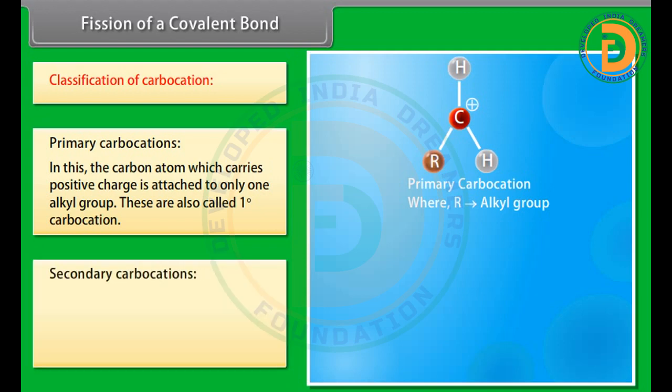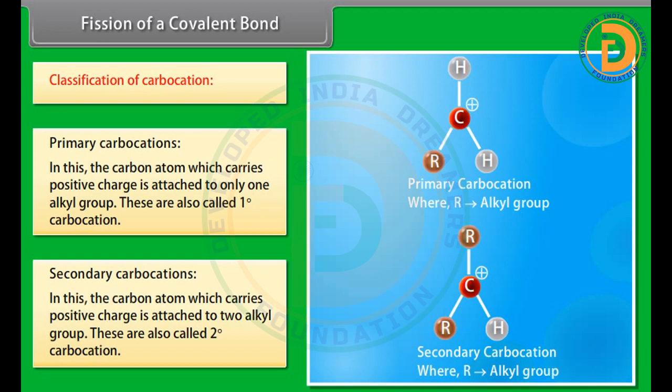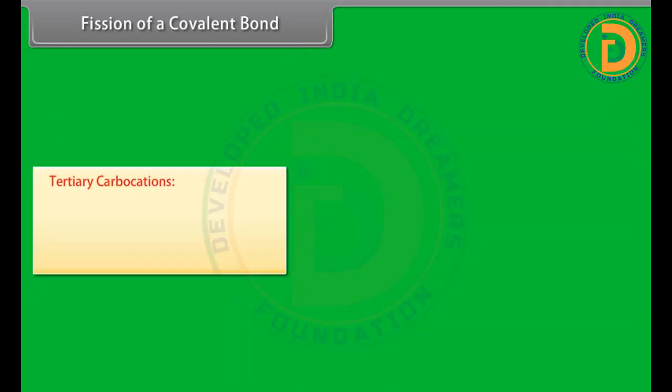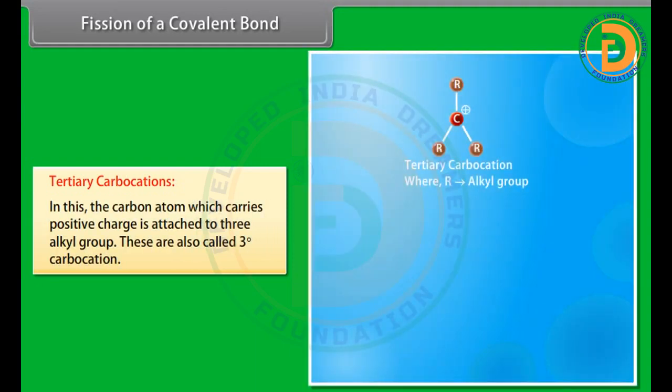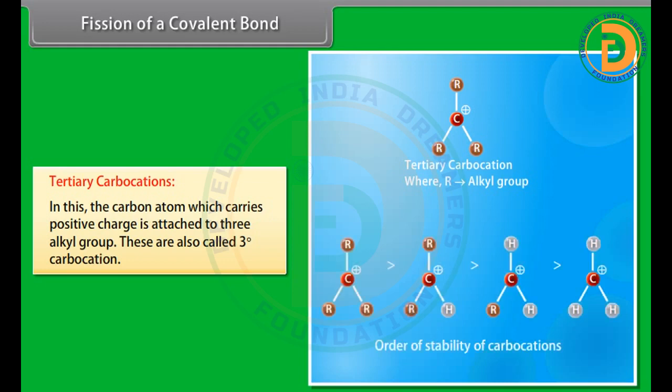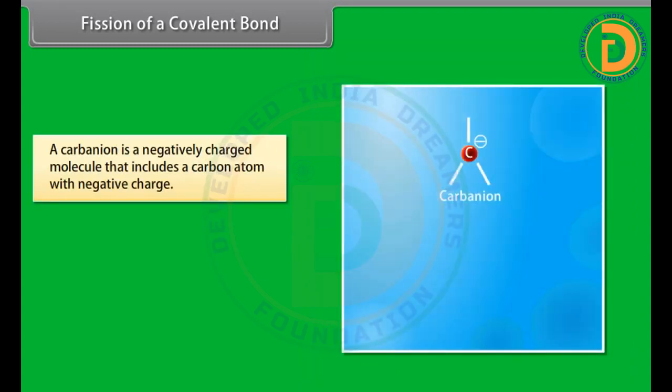Secondary carbocations. In this, the carbon atom which carries positive charge is attached to two alkyl groups. These are also called 2-degree carbocation. Tertiary carbocations. In this, the carbon atom which carries positive charge is attached to 3 alkyl groups. These are also called 3-degree carbocation. Order of stability of carbocations is: a carbanion is negatively charged molecule that includes a carbon atom with negative charge.